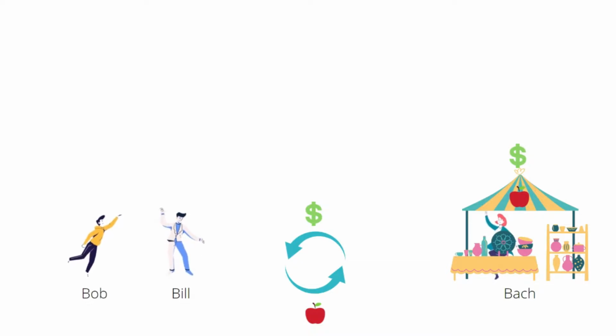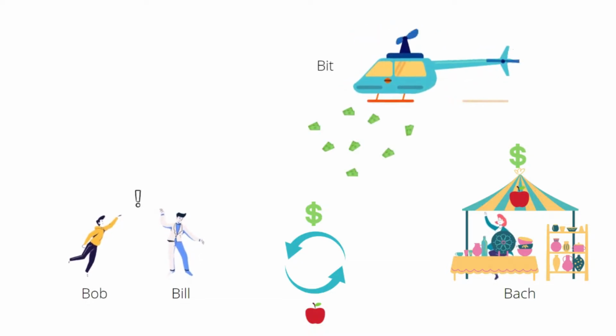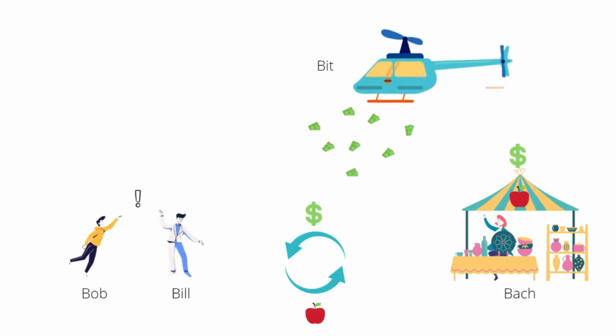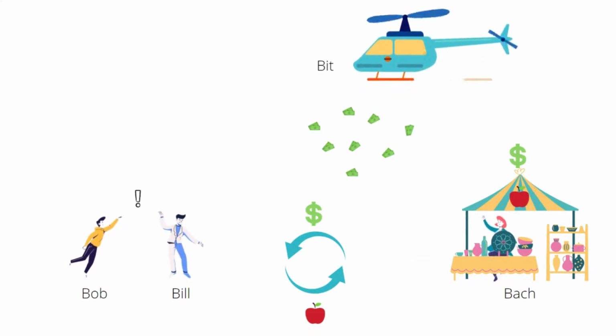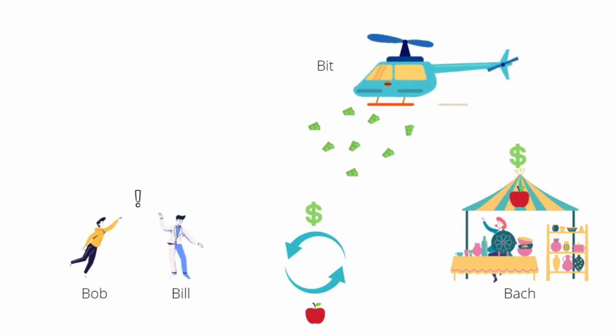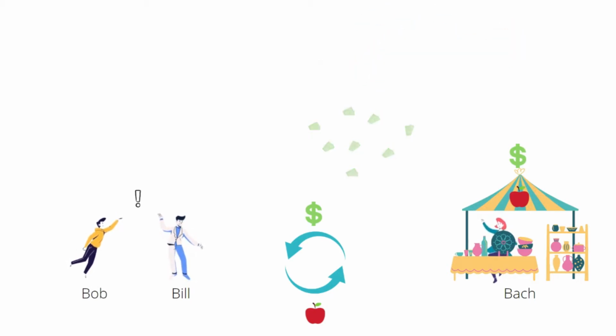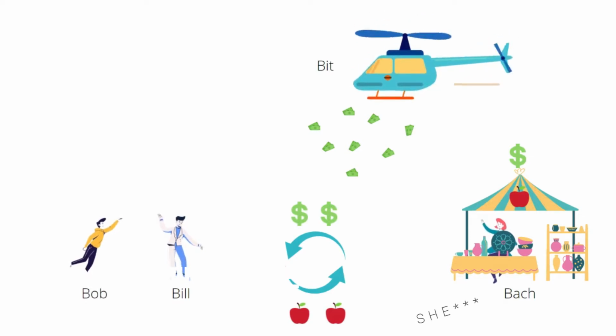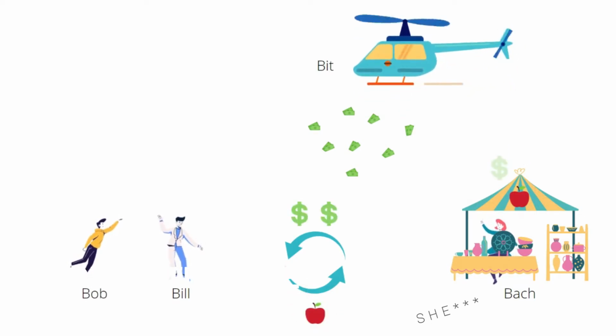Suddenly, for some reason, Bit got a weird idea one night and started printing more dollar bills for the economy. The next morning, Bob and Bill realized that they had more dollars to spend and bought more than the usual apples from Buck. Buck was taken aback by the increase in demand, and he started raising prices to take advantage of it.